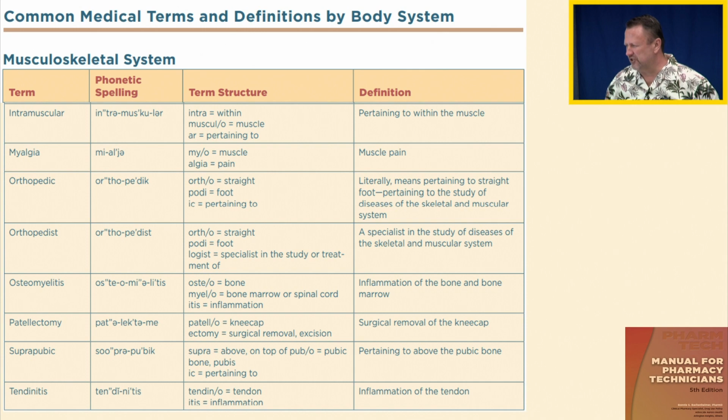Osteomyelitis is an infection of the bone. Here it says inflammation of the bone. They like itis to be inflammation, but osteomyelitis is infection of the bone. A patellectomy is the surgical removal of the sesamoid kneecap. Suprapubic means above the pubic bone. Tendinitis, inflammation of the tendons.